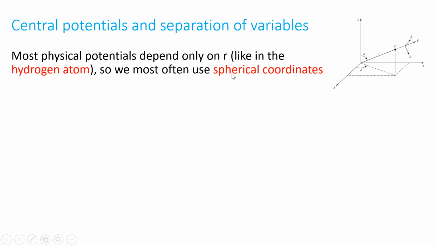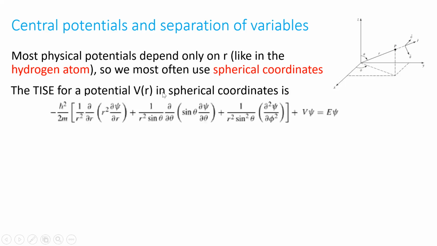Even though the equations we get will be somewhat complicated, they'd be even more complicated in Cartesian coordinates. So we like working in spherical coordinates. The time-independent Schrodinger equation for a potential V that depends only on r, a so-called central potential, is this right here: minus h bar squared over 2m times the Laplacian of psi, where we've just plugged in the formula we looked at a minute ago, plus V psi equals E psi.